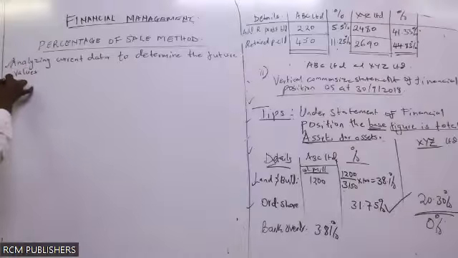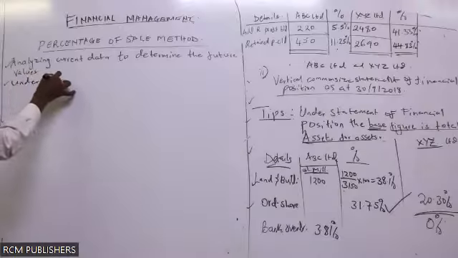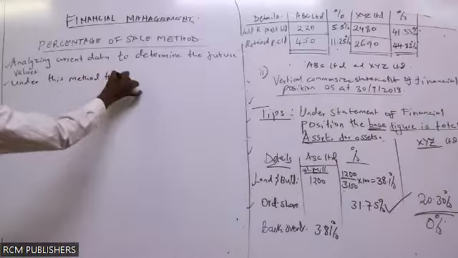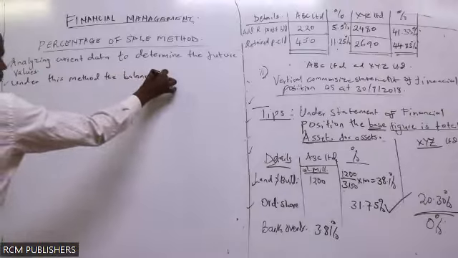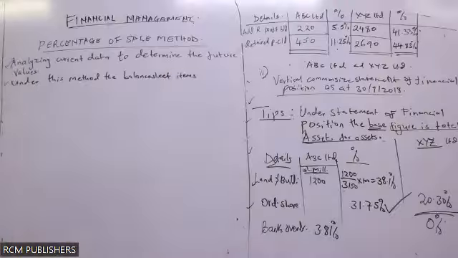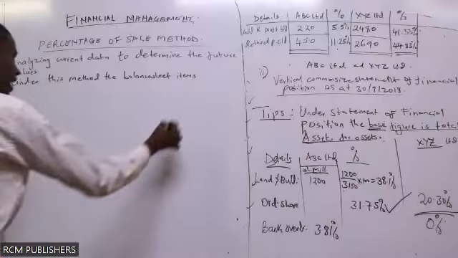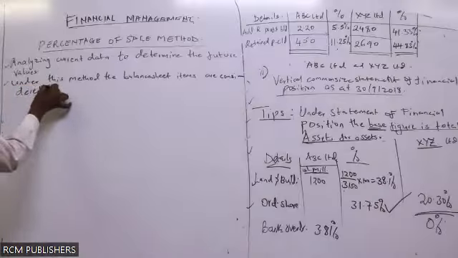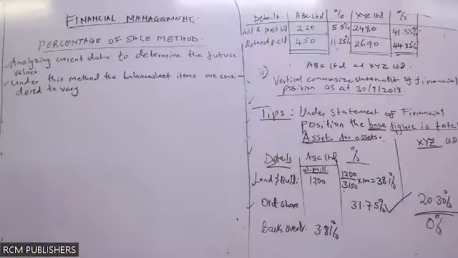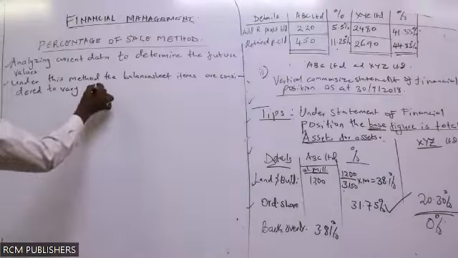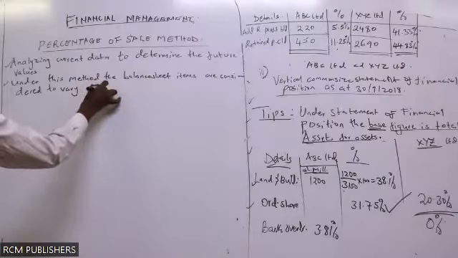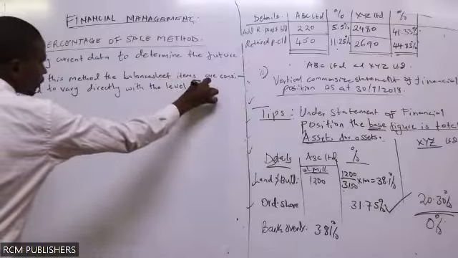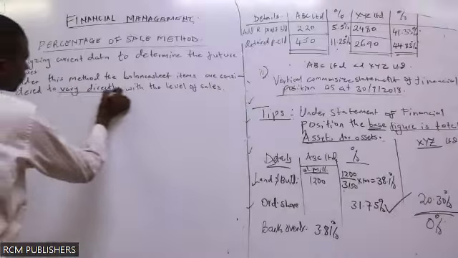So under this method, the balance sheet items are considered to vary directly with the level of sales. Sasa hapa, hii ni muhimu. Hiyo ni muhimu.